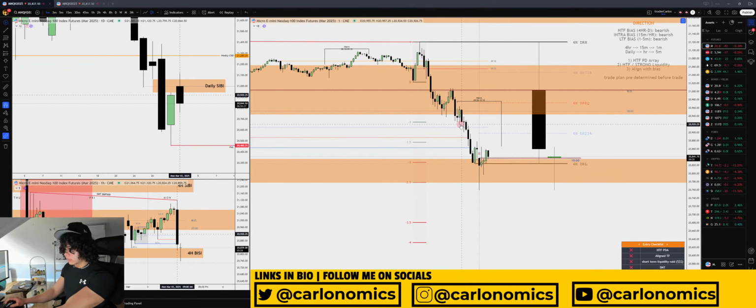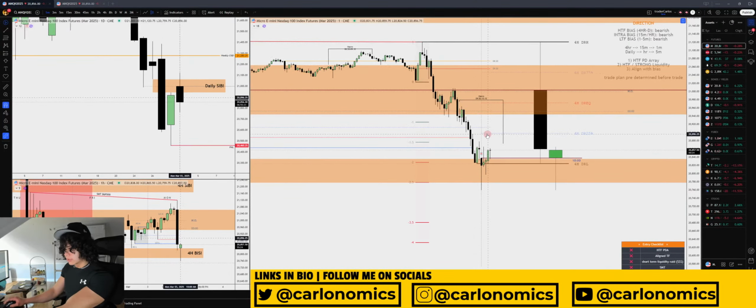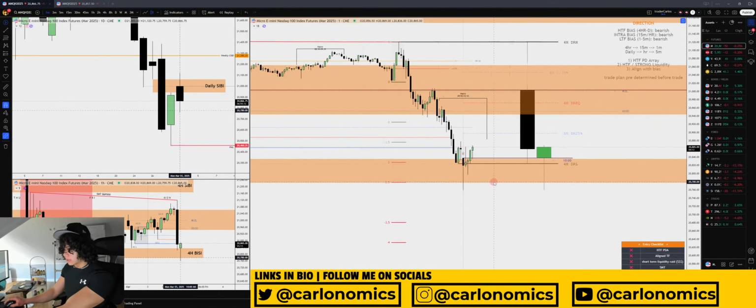Yeah, this silver bullet zone entry was the cleanest I've seen from this move down. Retrace into this hourly imbalance or this 1-minute imbalance, breaker, just flush down to the 4-hour imbalance.